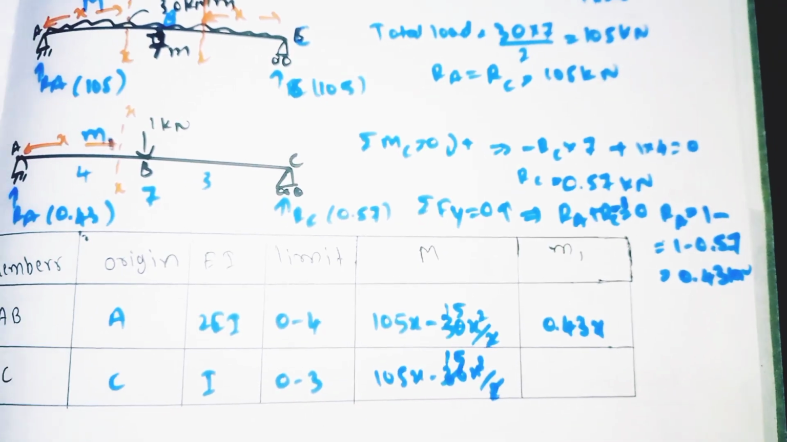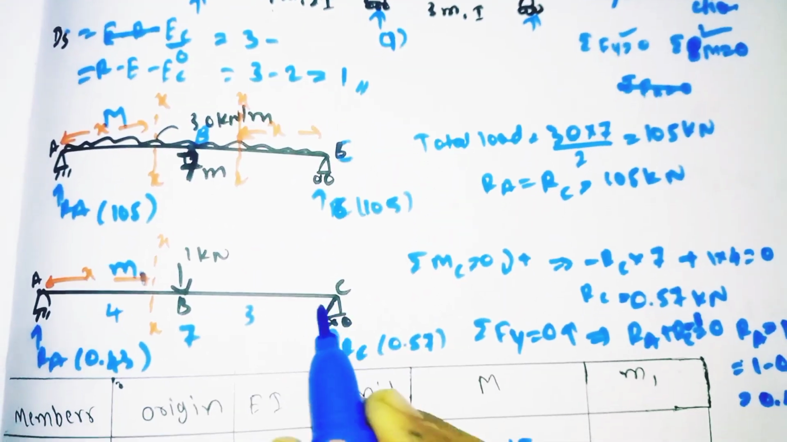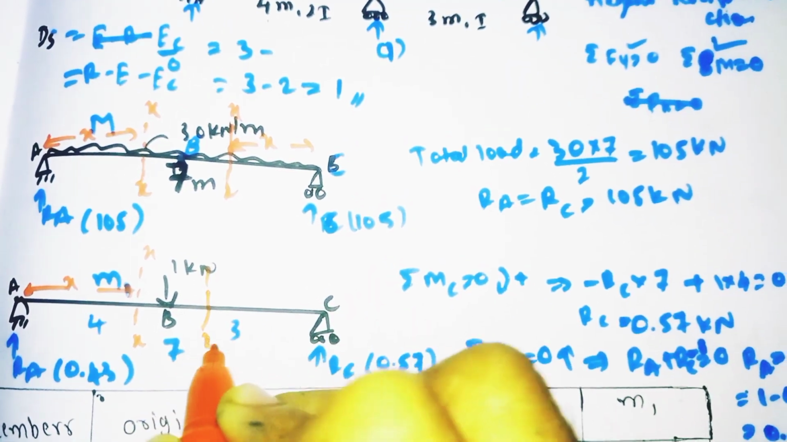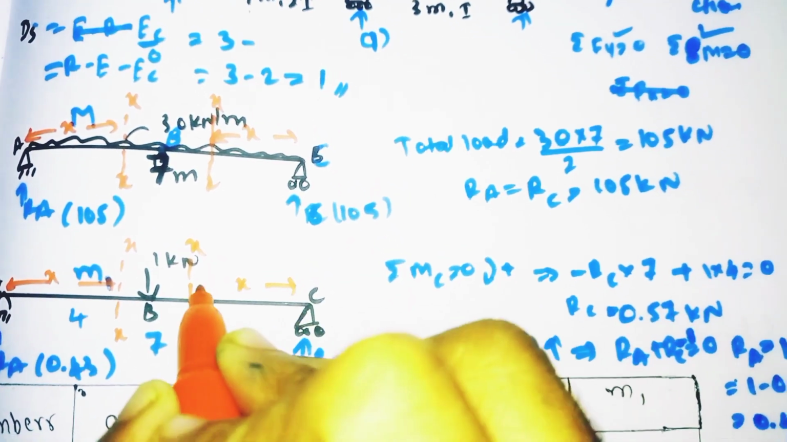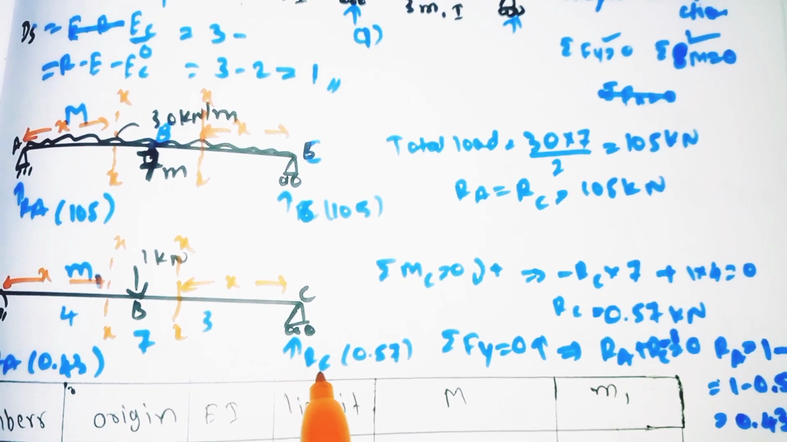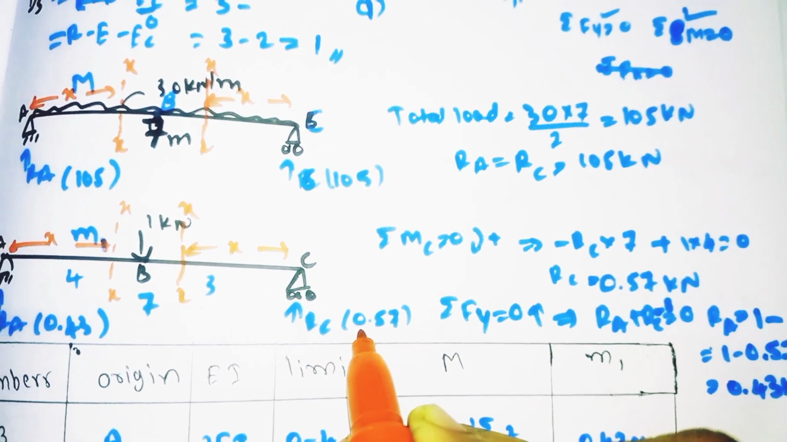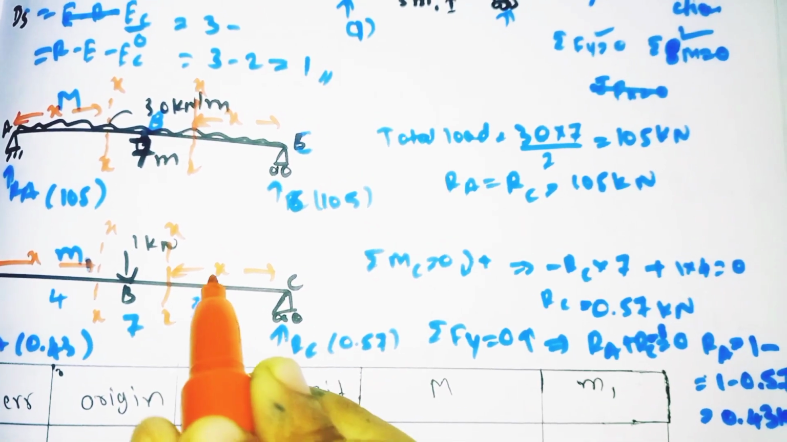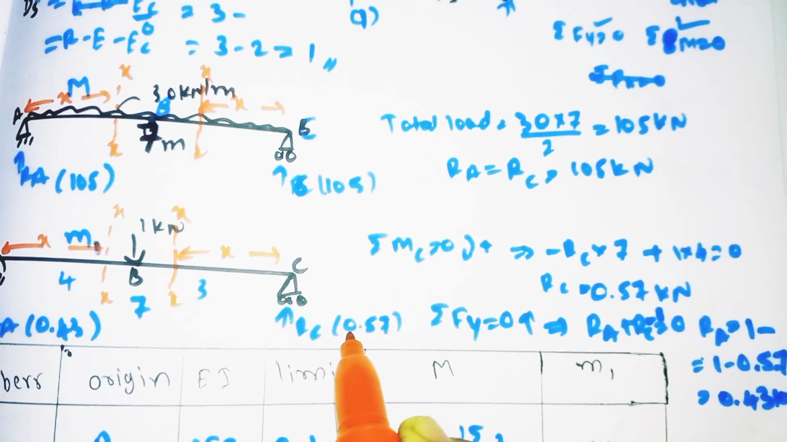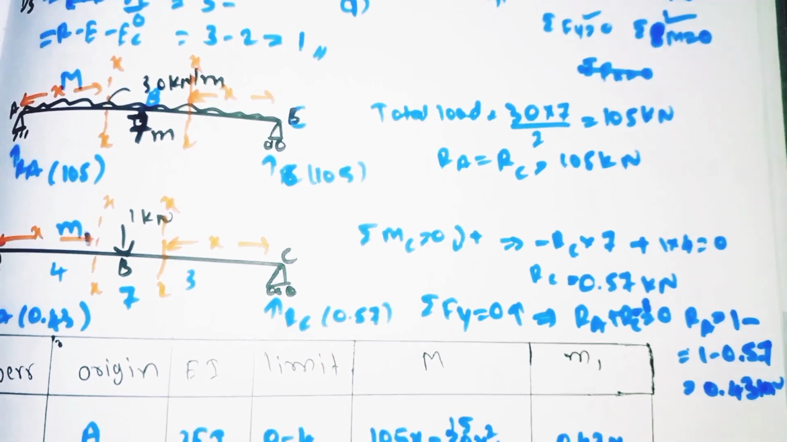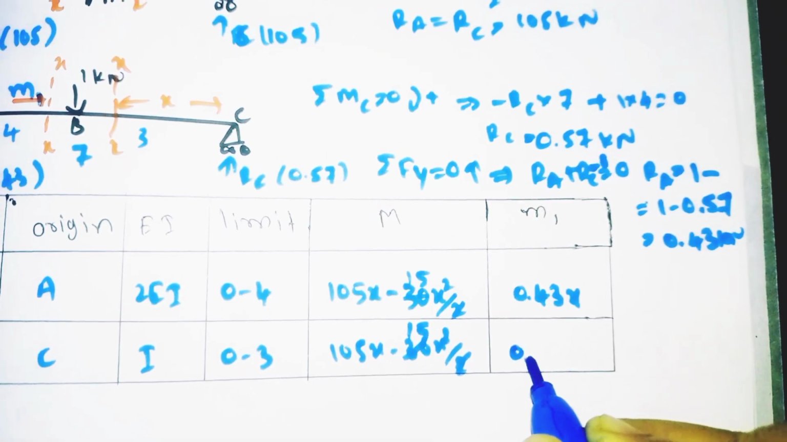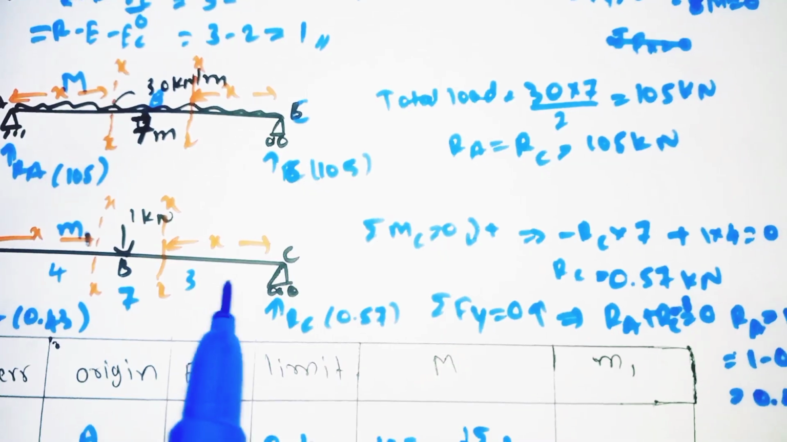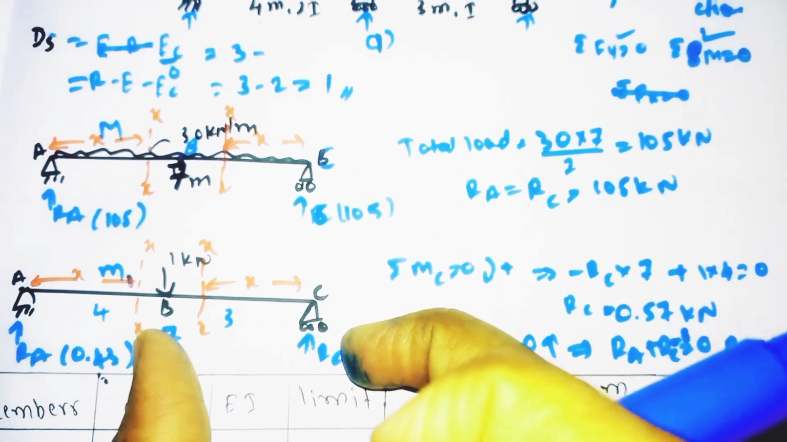Similarly M1 for BC. If I take the origin as C, if you cut the section at a distance of x from the origin C, so here RC is acting, and it has the intensity of 0.57. At what distance is it acting? It is acting at the distance of x. So it is going upward, no? For that, 0.57 into x. So our M1 becomes 0.57x. Is there any load acting? No, we need to see only this B to C section.